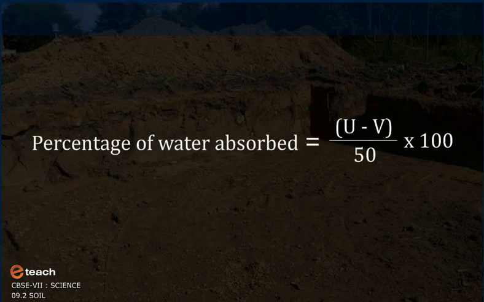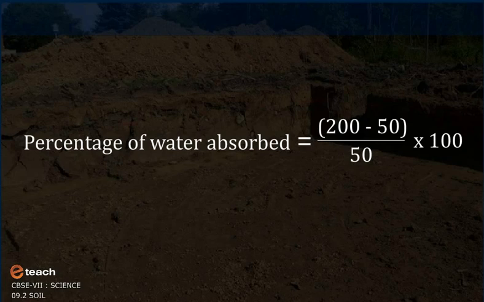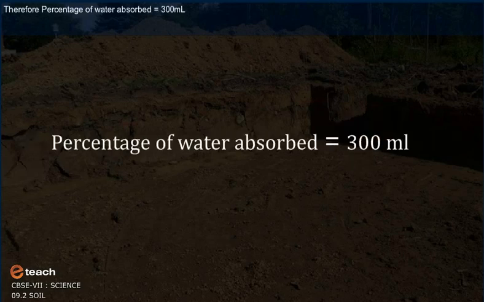Percentage of water absorbed is equal to (U minus V) upon 50 multiplied by 100. Percentage of water absorbed is equal to (200 minus 50) upon 50, multiplied by 100. Therefore, percentage of water absorbed is equal to 300.